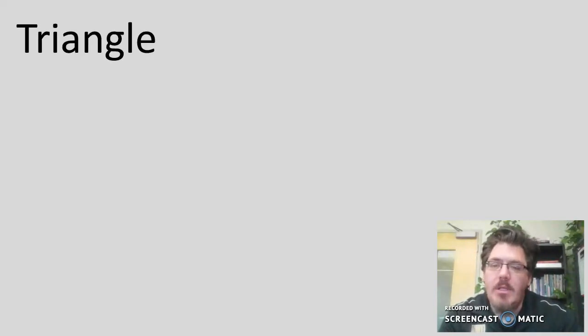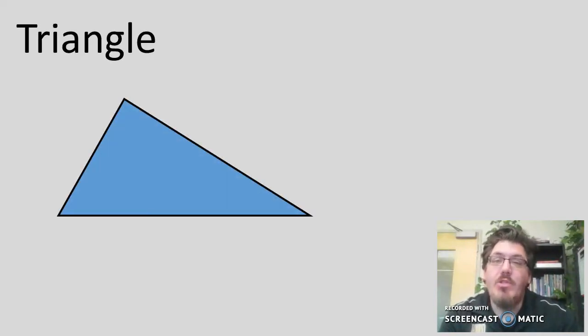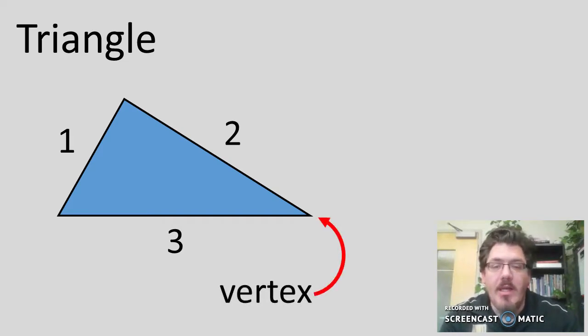The first basic shape is a triangle. A triangle is a flat, two-dimensional shape that is made up of three straight sides. The lengths of the sides can vary as long as the sides connect at corners. Each corner is called a vertex. Triangles come in a variety of forms.